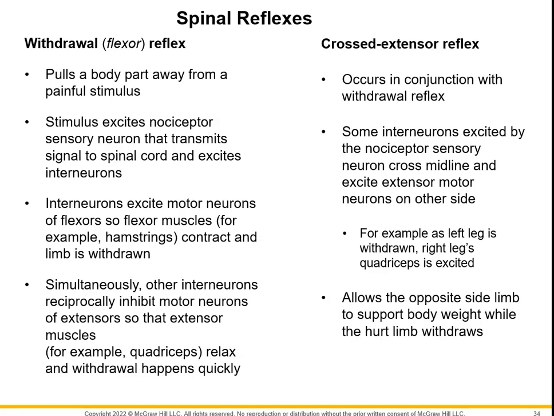Okay? Now, simultaneously, other neurons are going to inhibit motor neurons of the extensors. Now, let's think about that. So the quadriceps are going to relax. Okay? That allows that withdrawal to happen very quickly. At the same time that's happening, we're going to have the crossed extensor reflex. So some of the interneurons get excited by that nociceptor sensory neuron, and it's going to cross the midline and excite the extensors on the other side. So when you withdraw the left leg, the right leg quadriceps muscles are going to be excited.